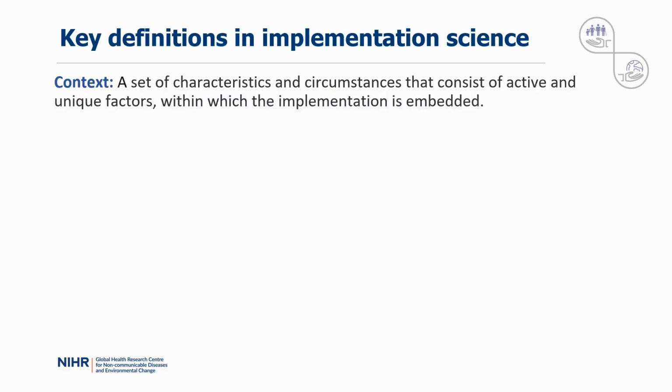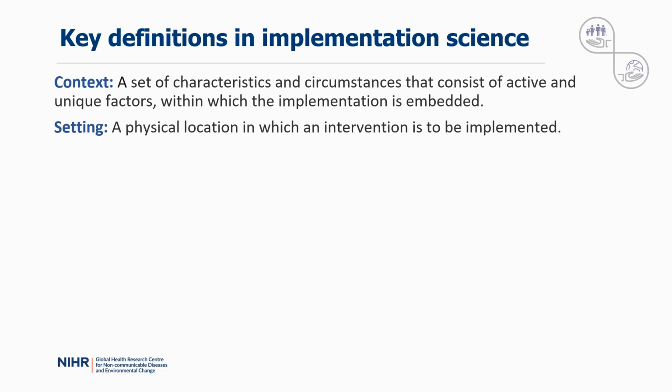So first of all, let's start with some key definitions, as you'll be using these terms throughout your implementation process over and over again. Context. A context is a set of characteristics and circumstances that consist of active and unique factors within which the implementation is embedded. So it's an aggregation of multiple different factors that we will look into in more detail. Then setting is specific to a physical location in which an intervention is to be implemented.